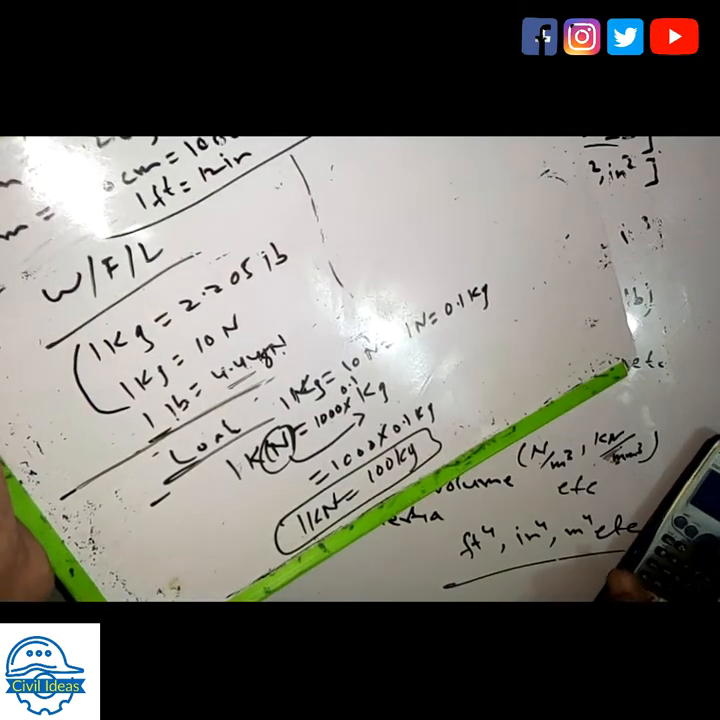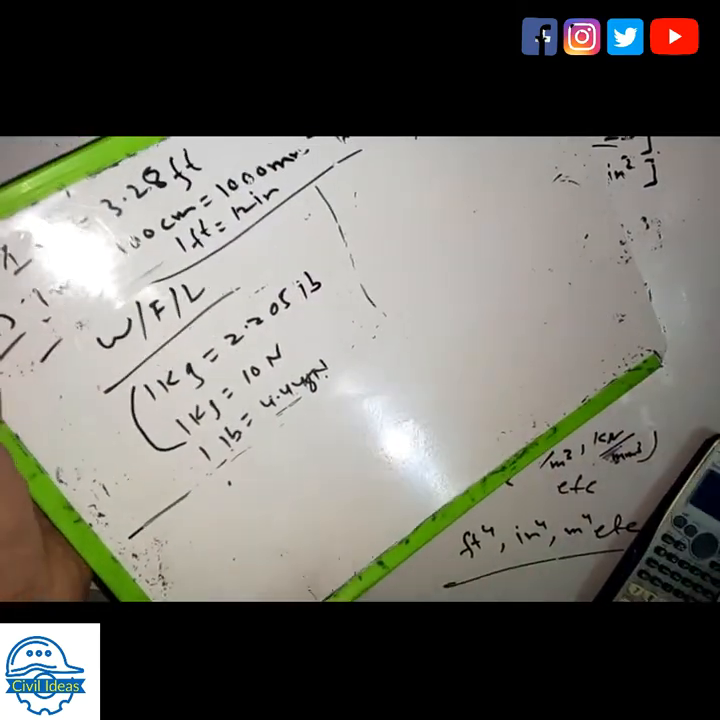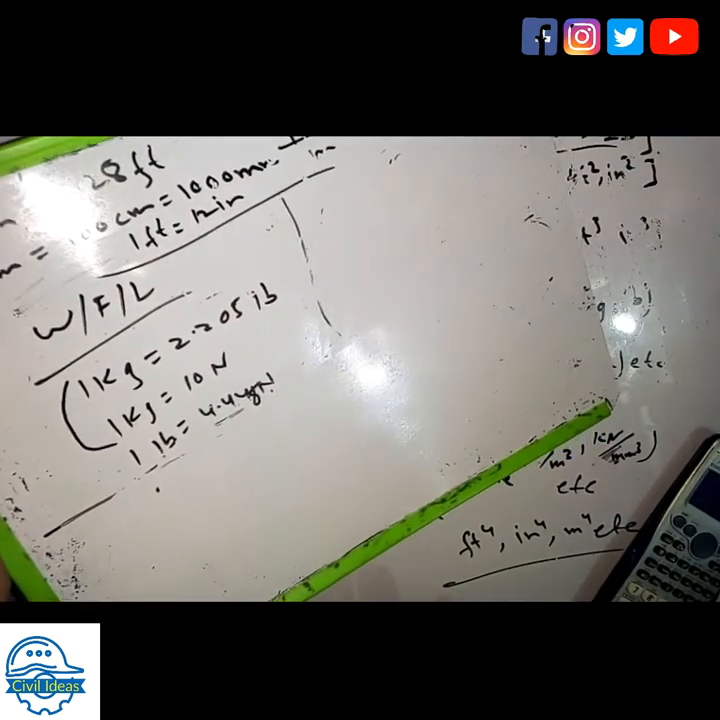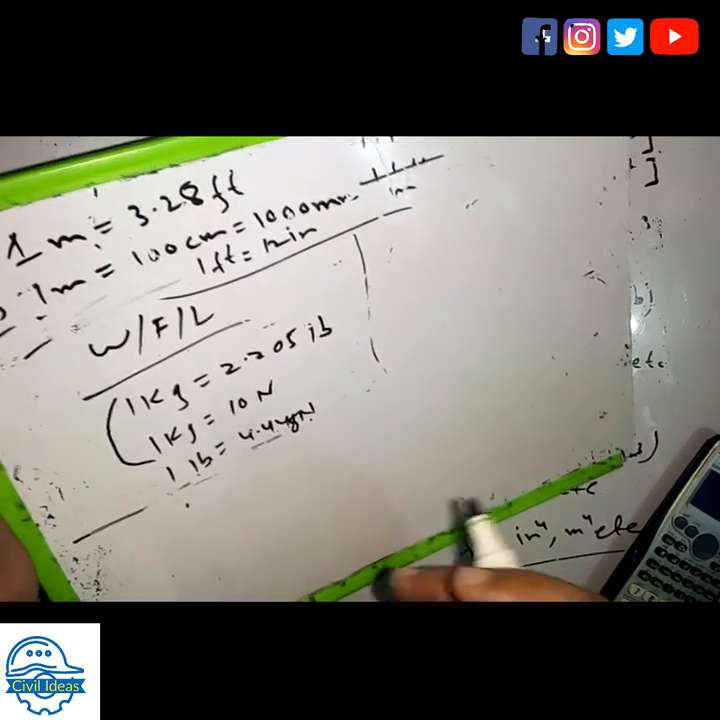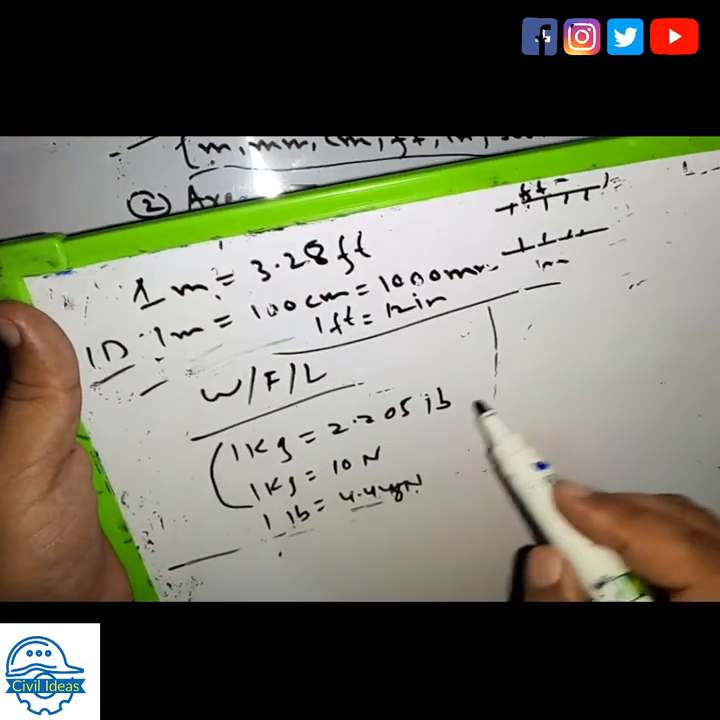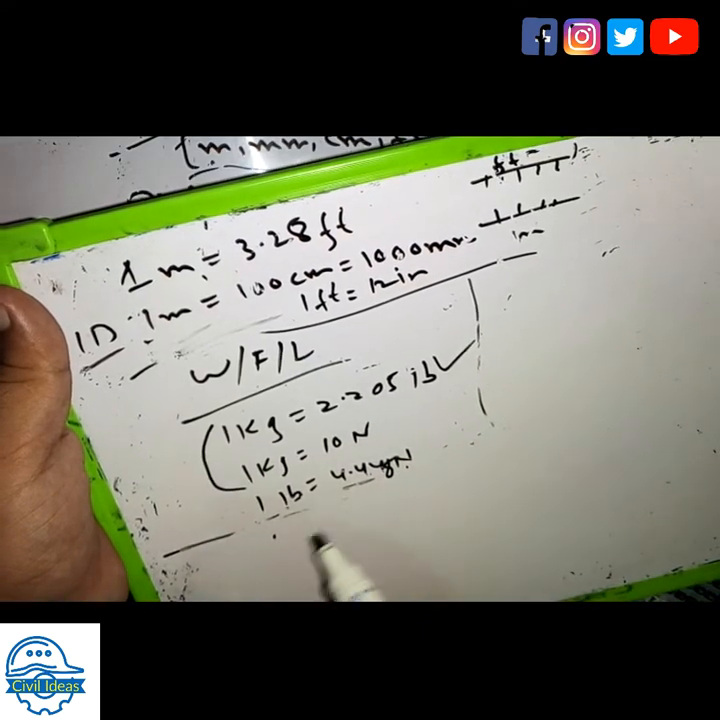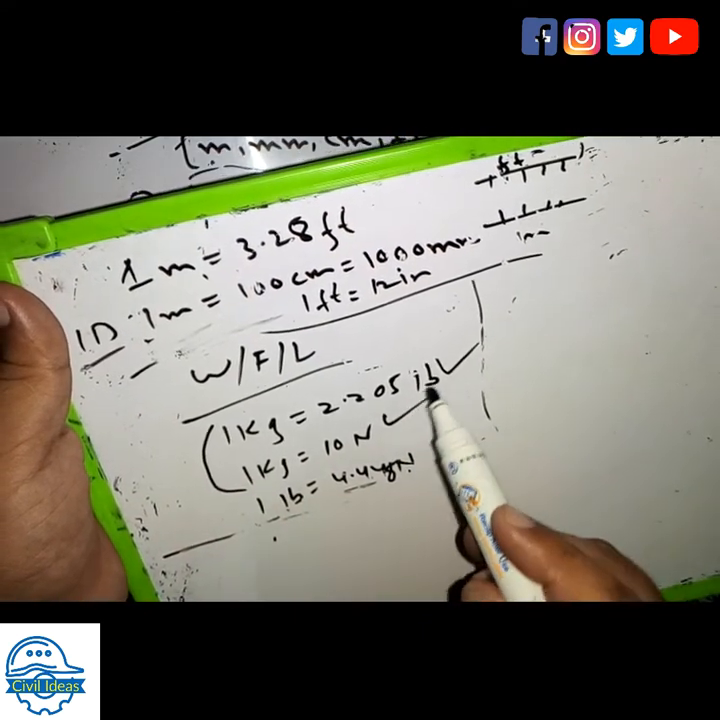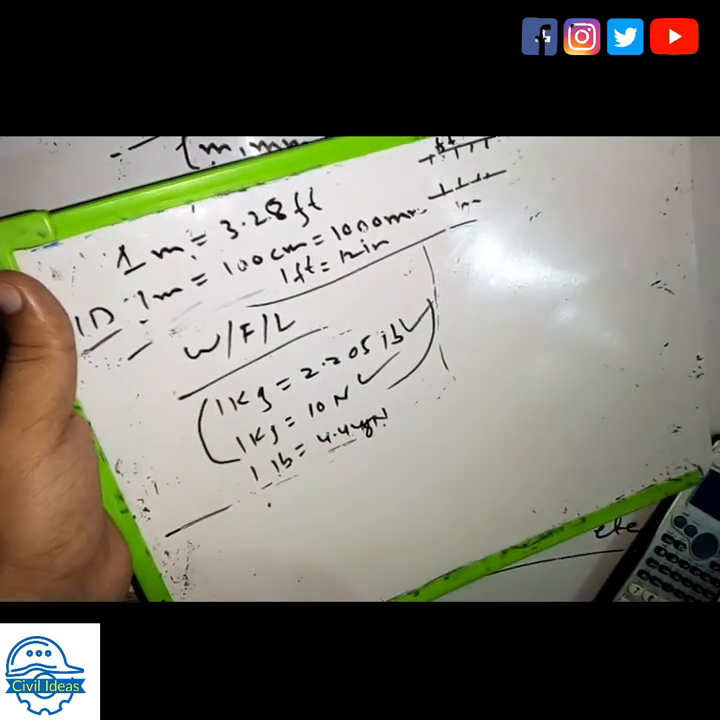So this is how you can convert from any other unit. This is the most simple one, and you can convert it to any other units by just remembering these 2 to 3 units, like 1 kg is equal to 2.20 pound, or this one. If you know only these two, then you can convert it to any other units.